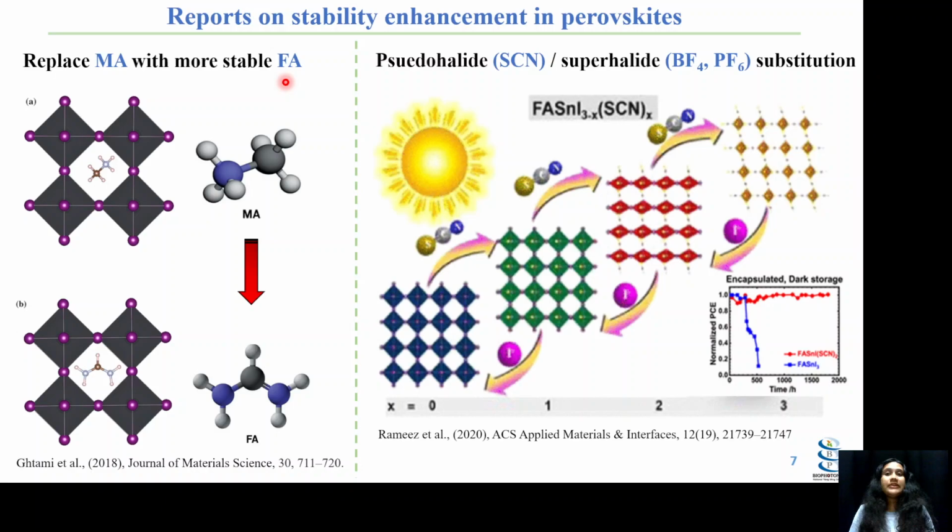In this work, a solar cell is fabricated and compared between this structure and this structure. When the pure 3D FASnI3 was used in the solar cell, in the graph of normalized PCE versus time, we see that the PCE value drops down after a few hours. But if this structure was used, we see that the normalized PCE values are stable even after longer hours. Which means that if we use this structure, it is more stable in a solar cell compared to the pure 3D FASnI3 structure.